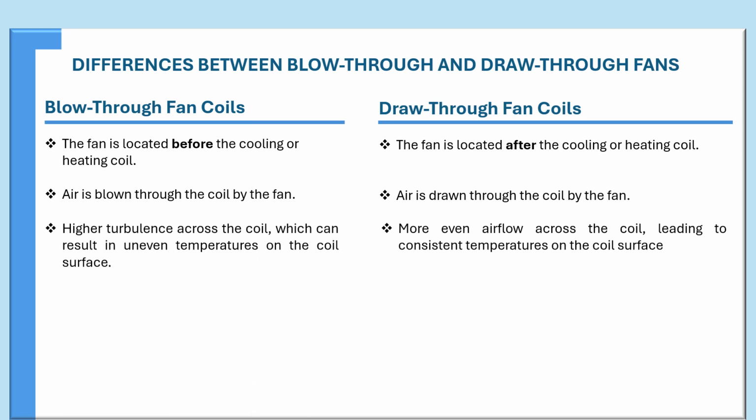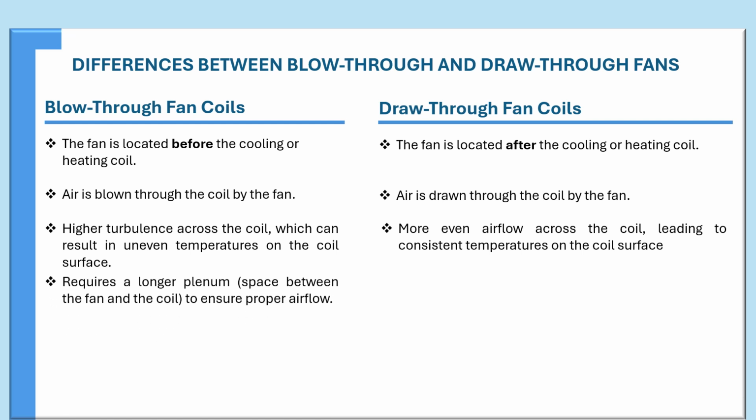In the blow-through fan-coil unit, there is higher turbulence across the coil, which can result in uneven temperatures on the coil surface, whereas in the draw-through fan-coil unit, there is more even airflow across the coil, leading to consistent temperatures on the coil surface.